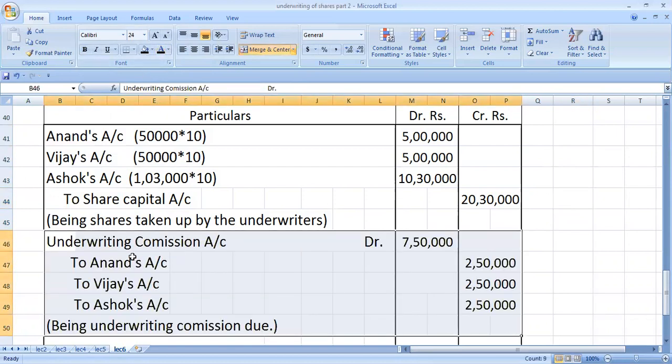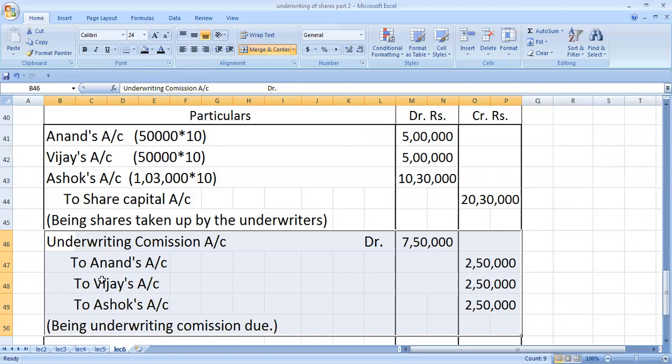So underwriting commission account debit, yes, it is a liability. So this liability is due from the company, which it has to pay to the underwriters. So what is the total underwriting commission? 7,50,000. 2,50,000, 2,50,000 and 2,50,000. So when you add up these three, you will get the total commission payable by the company to the underwriters, 7,50,000. So it's a simple journal entry you will have to pass here.